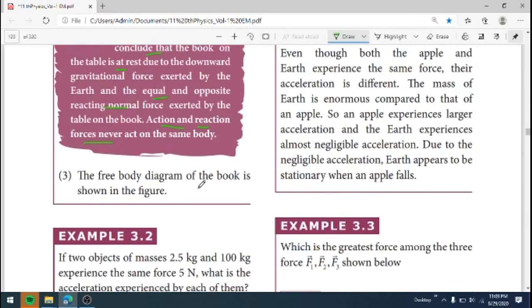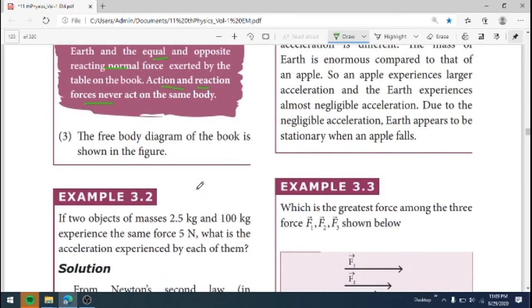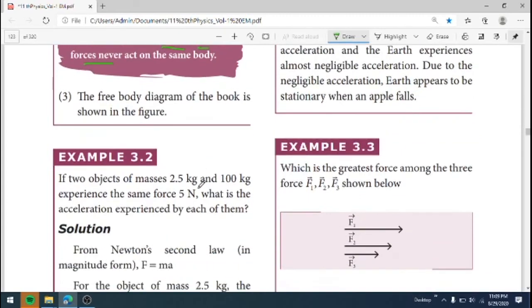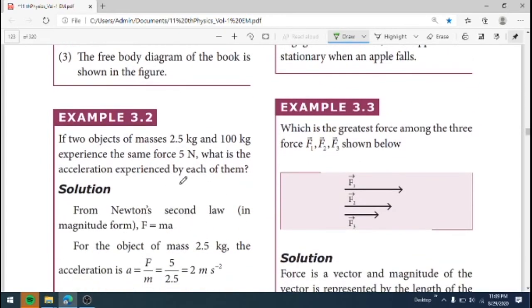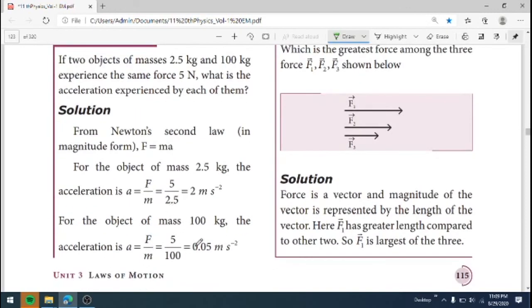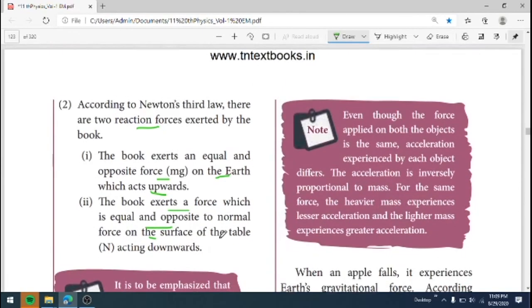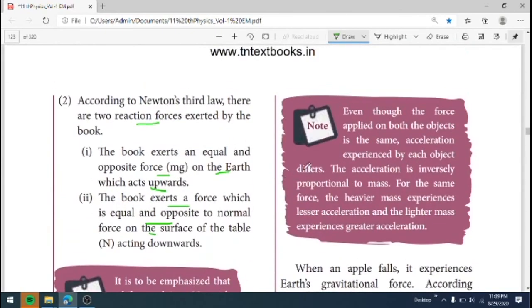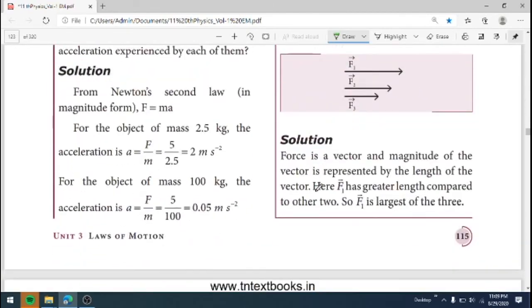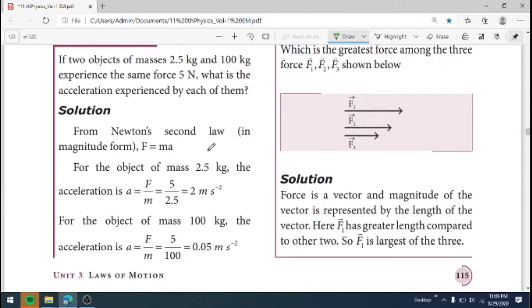Yes, next get a free body diagram already நம்ம பார்த்துட்டோம் இல்லையா. Then next example is to calculate, as this is a very simple problem to solve, to find out the acceleration. You can use the expression to find out the acceleration. Yes, if the mass is 2.5 kilogram and mass is 100 kilogram. Then it is only asked to express the acceleration experienced by each of them.